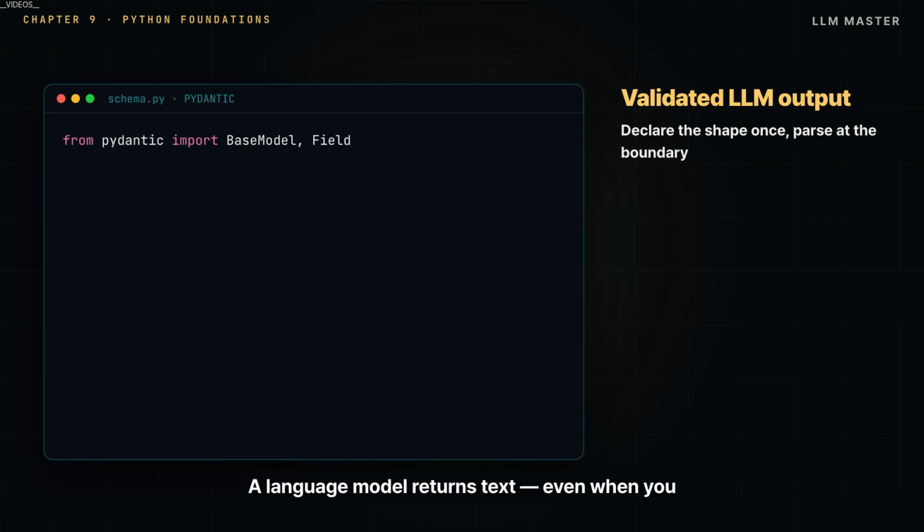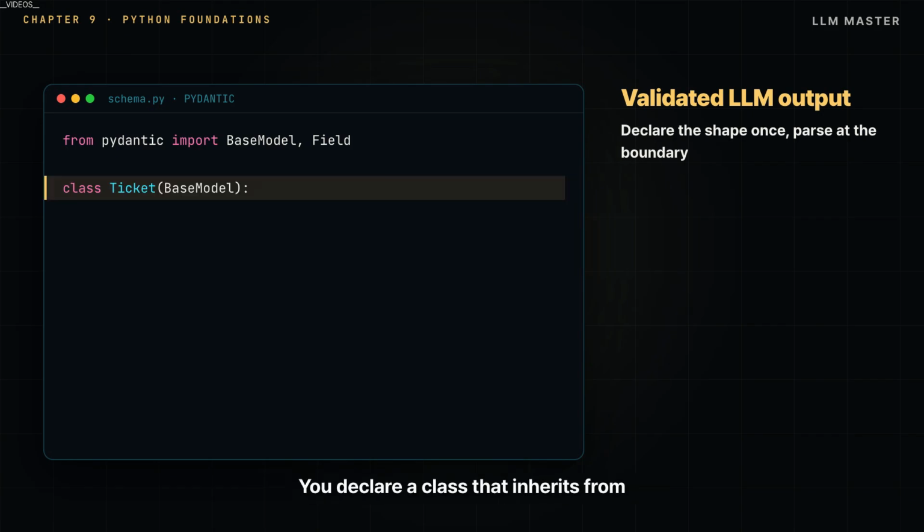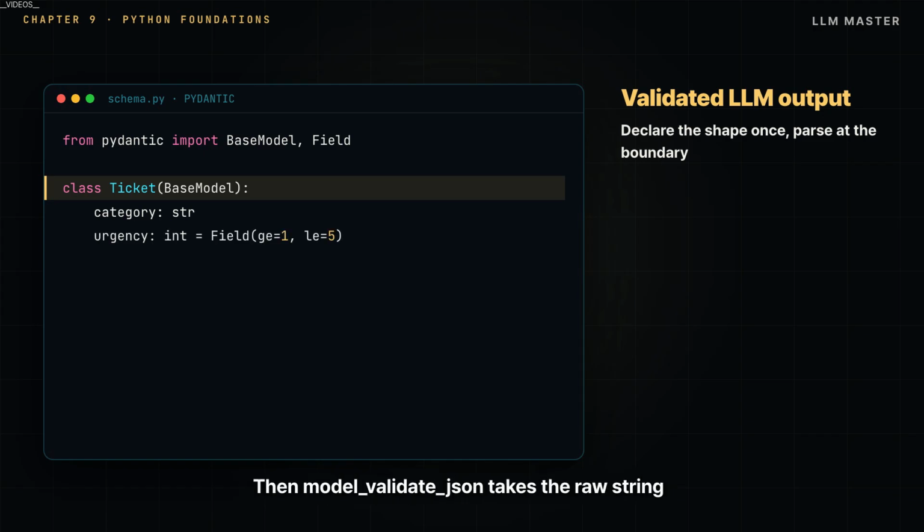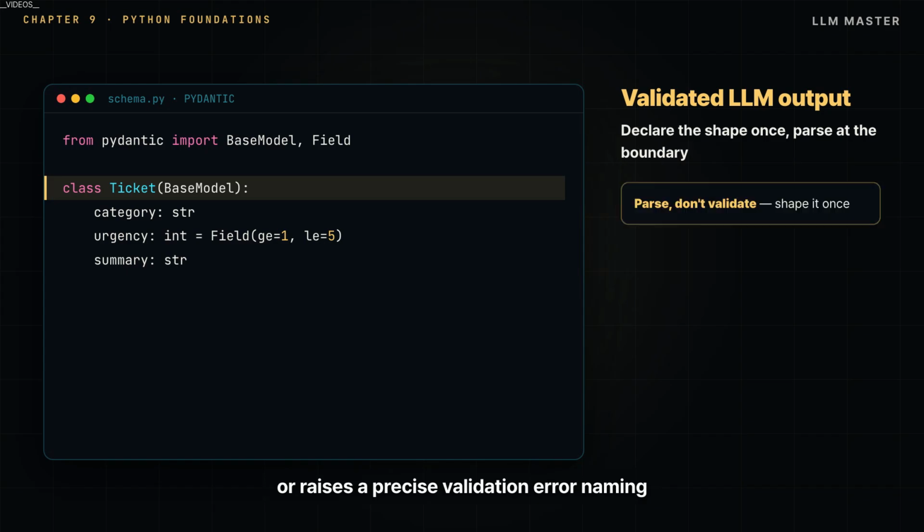Python at all. A language model returns text. Even when you ask for JSON, you get a string that merely looks like JSON. Pydantic closes that gap. You declare a class that inherits from BaseModel and lists the fields you expect with their types, and Field lets you attach constraints. Urgency must be an integer between 1 and 5. Then model_validate_json takes the raw string the model produced and either hands you a fully typed, checked object or raises a precise validation error naming exactly which field is wrong.